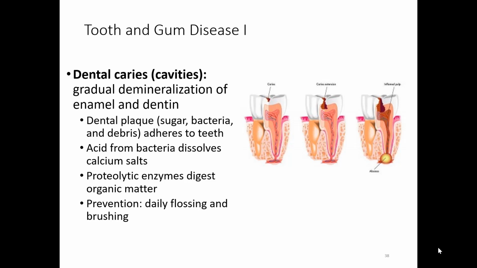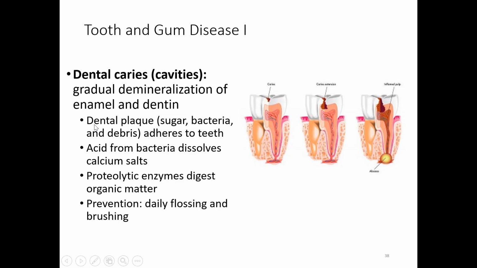Let's talk about tooth and gum disease. The most common problem with teeth would be dental caries, or formation of cavities in the teeth. It happens because of gradual demineralization of enamel and dentin. So minerals like calcium are removed out of the tooth.